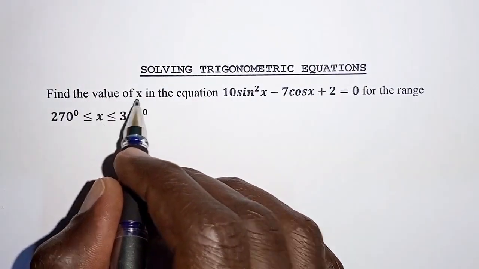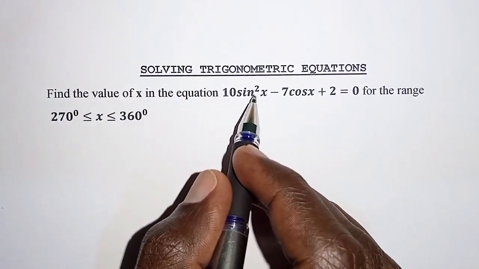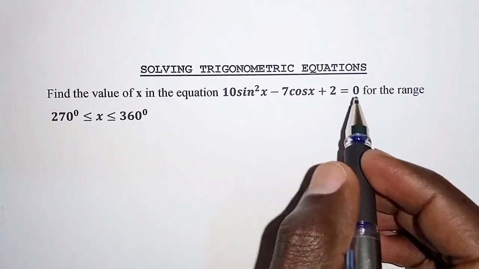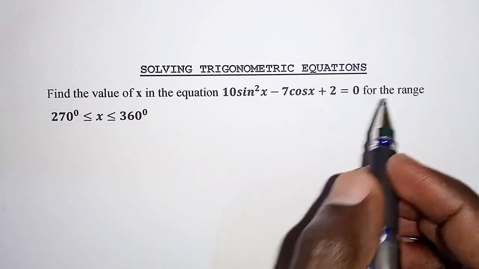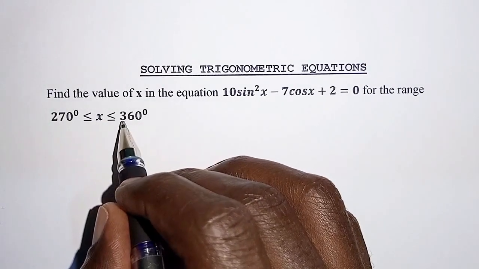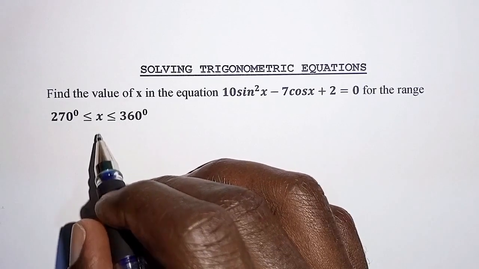Find the value of x in the equation 10 sine squared of x minus 7 cosine of x plus 2 is equal to 0 for the range 270 degrees to 360 degrees for the values of x.